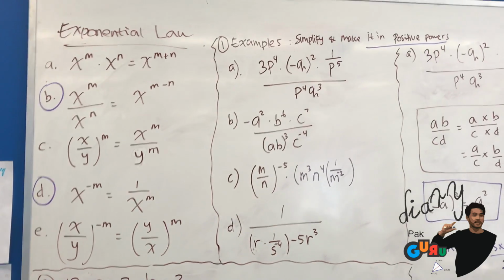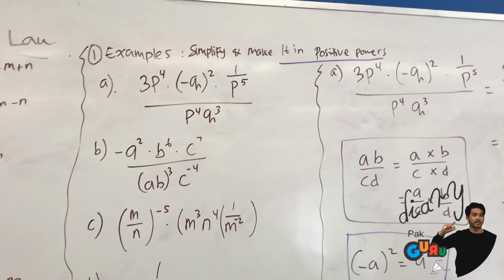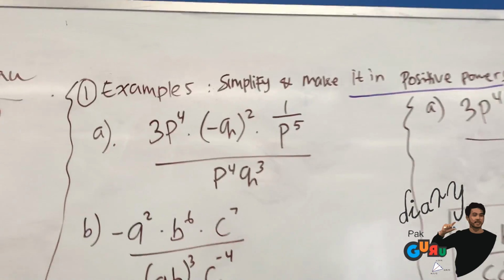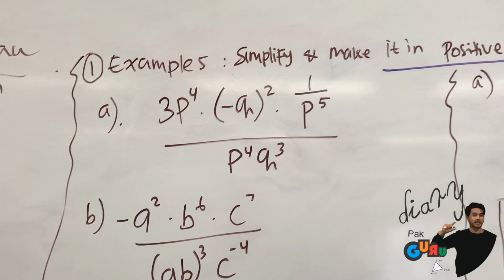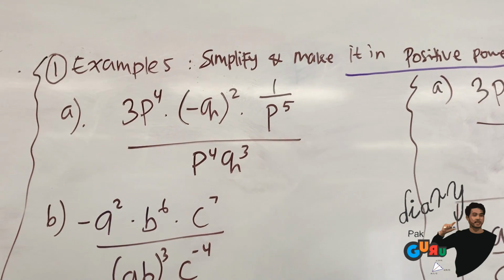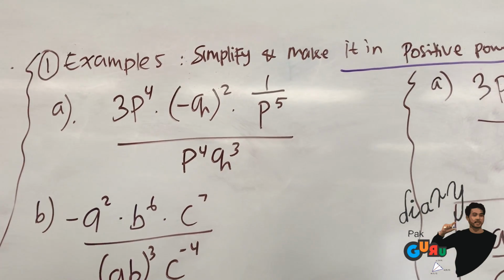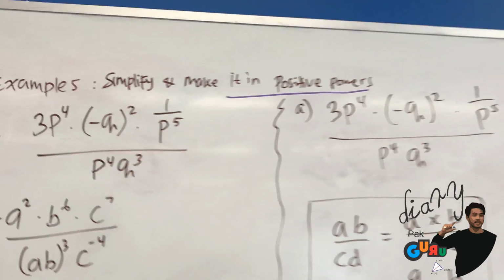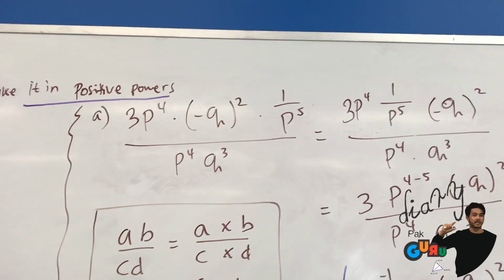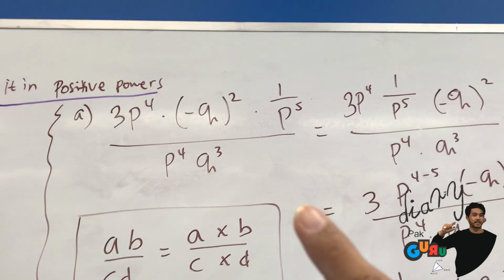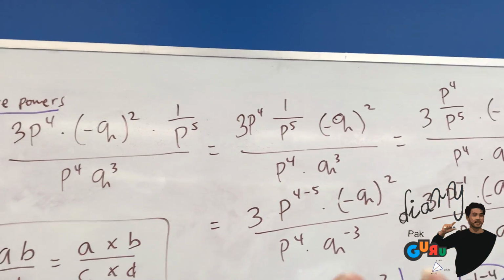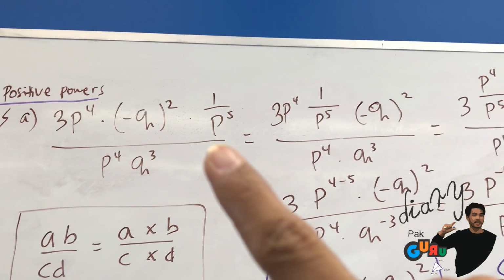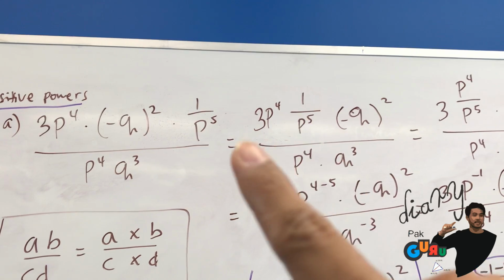And the example of the question, we're focusing on question 1: simplify and make it in positive powers. Question 1: 3p to the fourth times negative q squared times 1 over p to the fifth, over p to the fourth times q to the third. Now we move to the answer of the question. We are trying to combine p with p, q with q, so I move 1 over p to the fifth into this part so that they get closer.